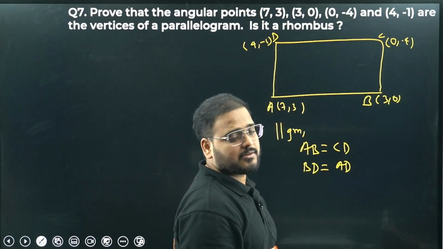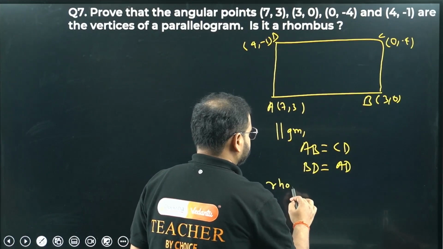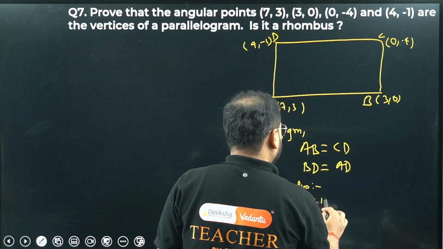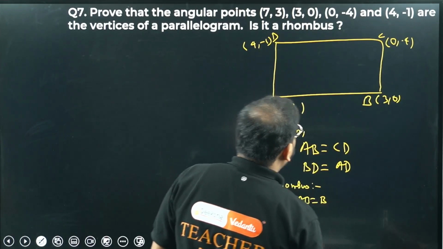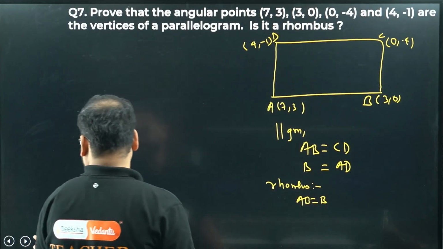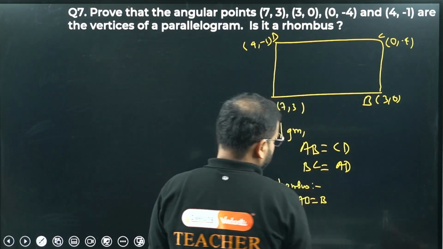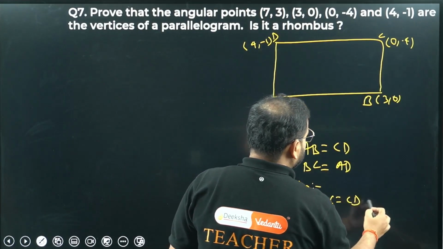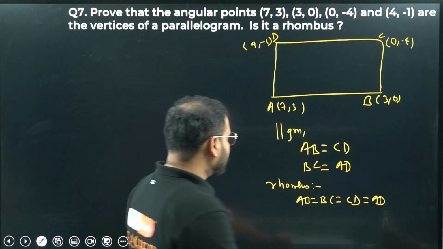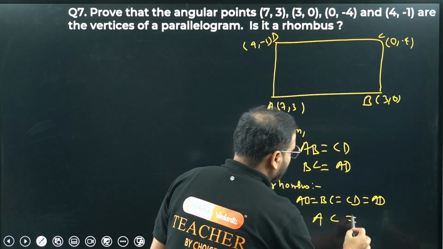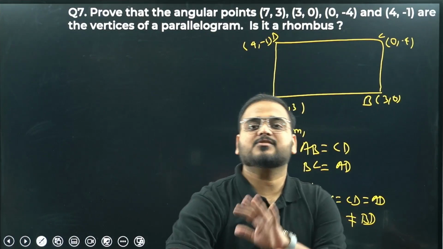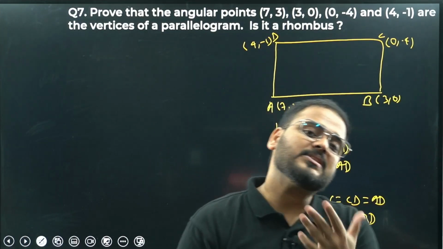And what about rhombus? For a rhombus, what are we going to do, sir? All sides equal. AB, BC, CD and AD. It's a writing mistake, I wrote BD, it has to be BC. For a rhombus, all sides equal, but it can be a square also. But if I can prove that AC is not equal to BD, then it's a rhombus. All sides equal but diagonals not equal, it means it is a rhombus.